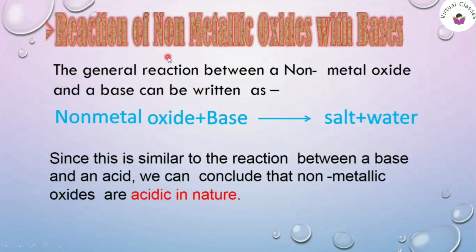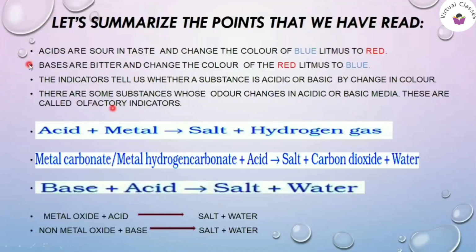Lastly, we'll see the reaction of a non-metallic oxide with bases. The general reaction between a non-metallic oxide and a base can be written as non-metal oxide plus base gives salt and water. Here, non-metallic oxide is acting as an acid to react with a base to give out salt and water. Since this is similar to the reaction between a base and an acid, we can conclude that non-metallic oxides are acidic in nature. Now let's summarize the points that we have read so far.